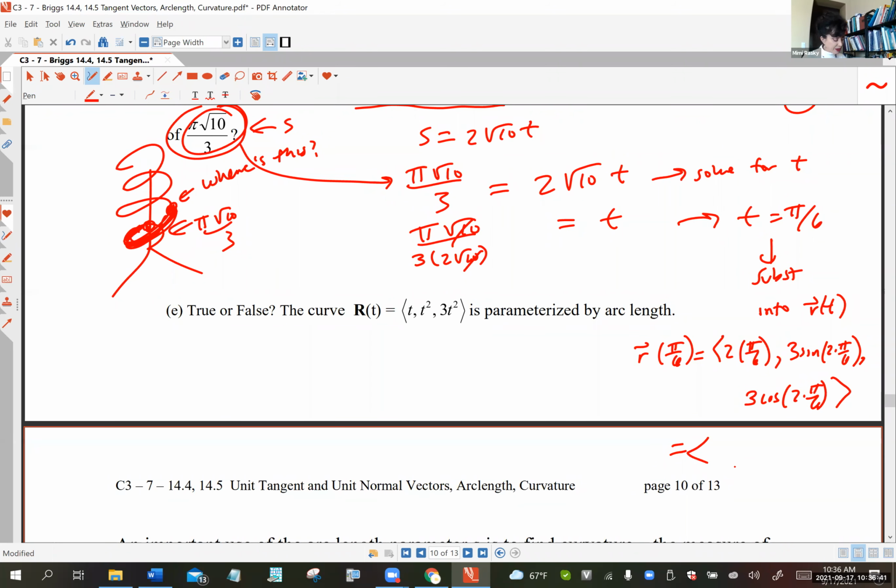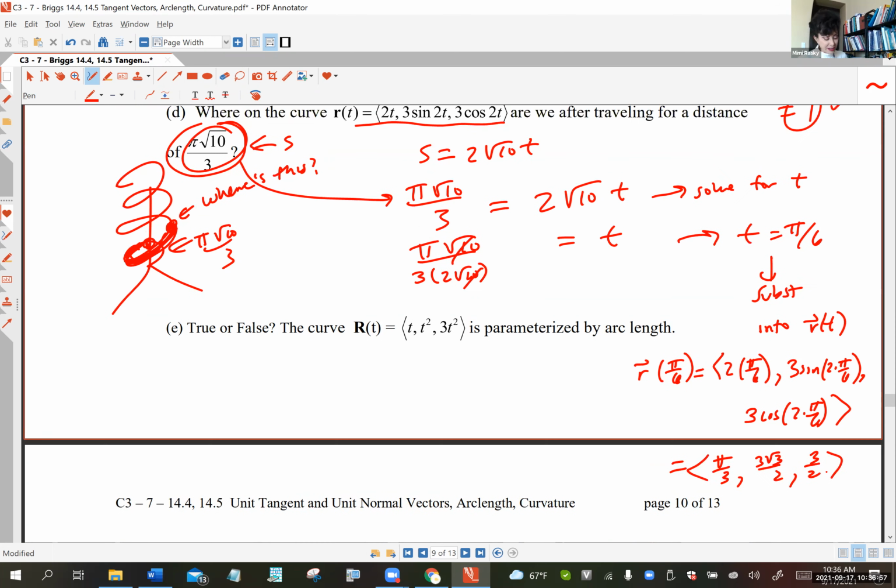So your final answer here is you're located at position pi thirds. And then I think you're going to get 3 square root of 3 halves for the second component. And then you get 3 times a half, which is 3 halves for the last component. And that's where you're located when you're done traveling that distance, if you started at t equals 0. So that's kind of fun.